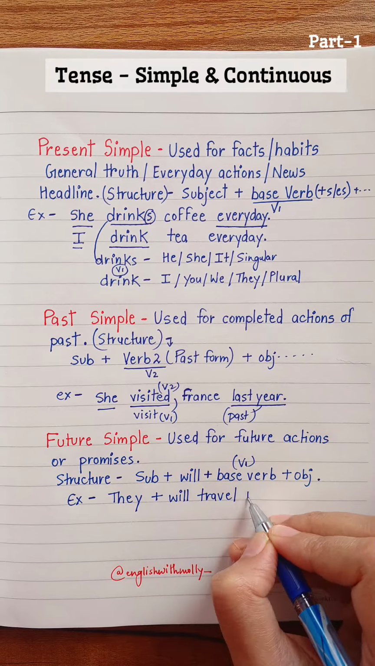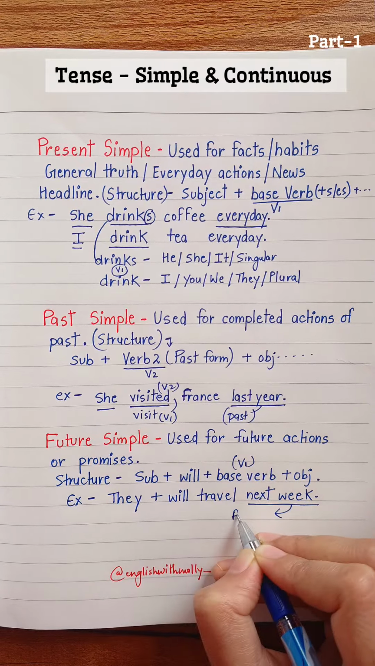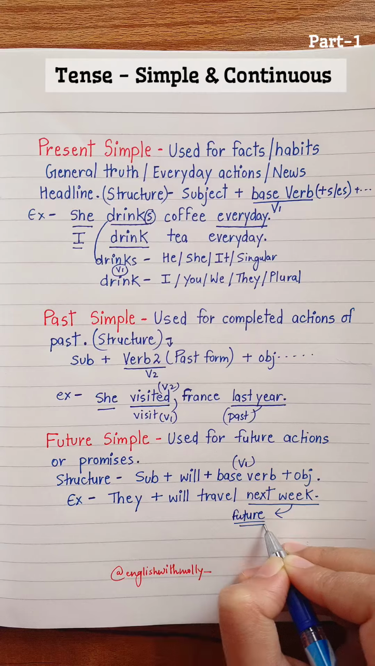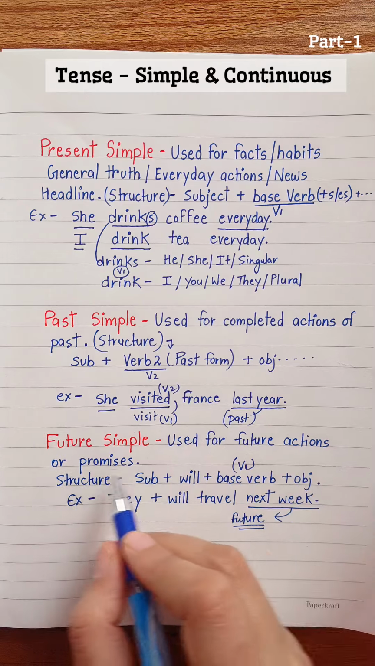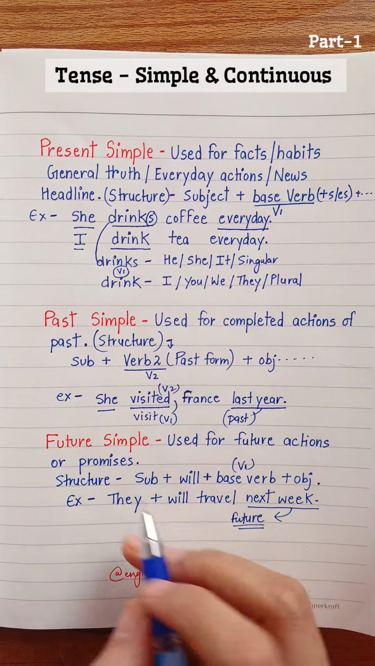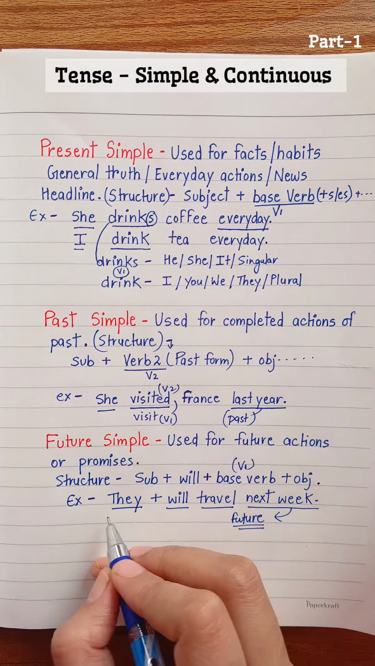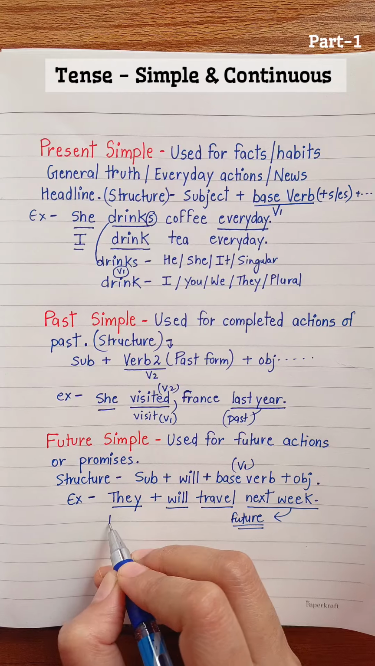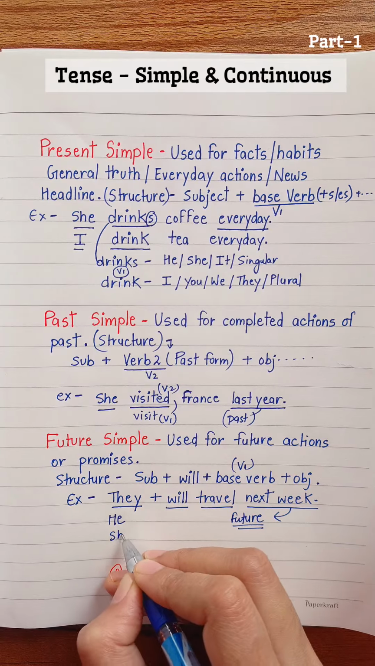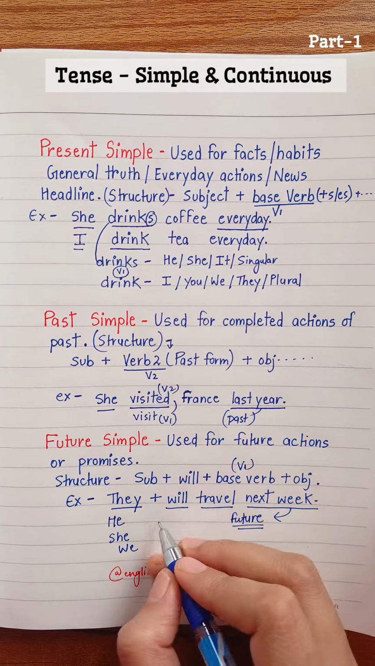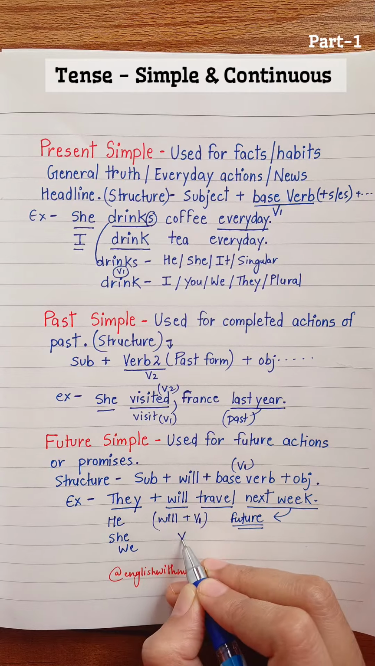travel next week. Now, guys, look very carefully. Next week is the keyword. It shows future. It refers to future. And we use future simple tense for future actions or anything that is going to happen in the future. So according to the structure, it's subject plus will plus V1 plus the remaining sentence. If we change the subject to he, it is going to remain same. He will travel next week. Or she will travel next week. Or we will travel next week. Will plus V1, subject plus will plus V1.